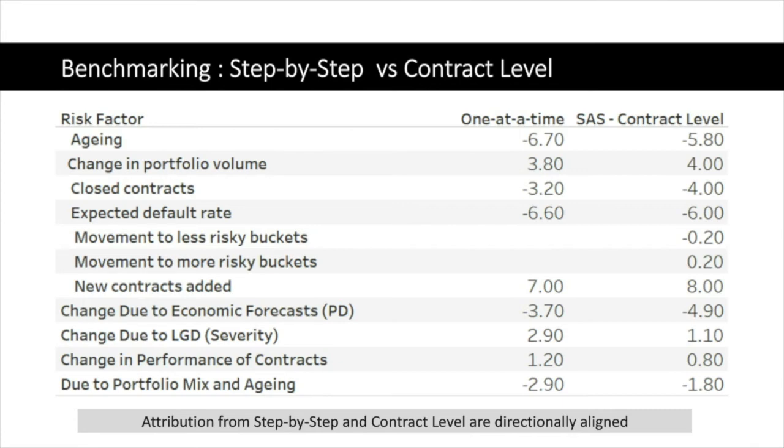And when we perform the same analysis using the SAS collaborative contract level methodology, the slide here shows that our numbers were very similar. And importantly, all the directionality of the changes that we were attributing to the different risk factors are consistent between the 2 methods. So this gave us confidence that our contract level mathematical attribution is giving us the expected results as if we were changing one factor at a time, or very close to what we would get if we were changing one factor at a time.